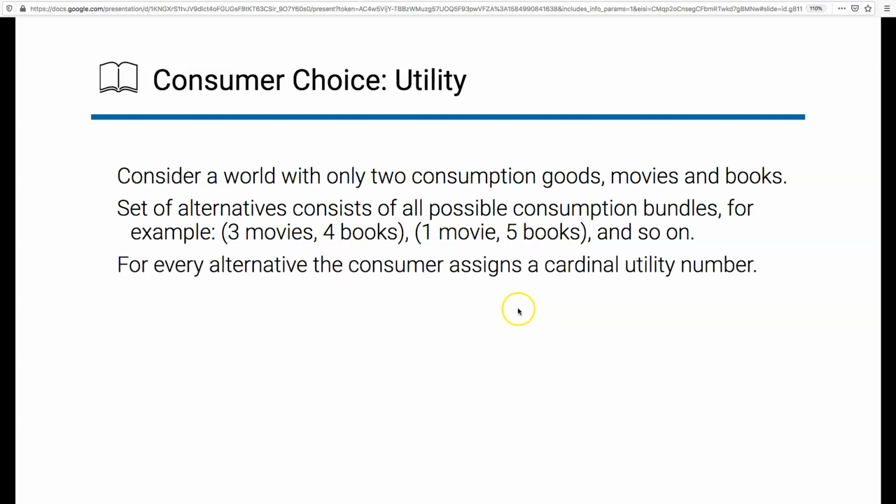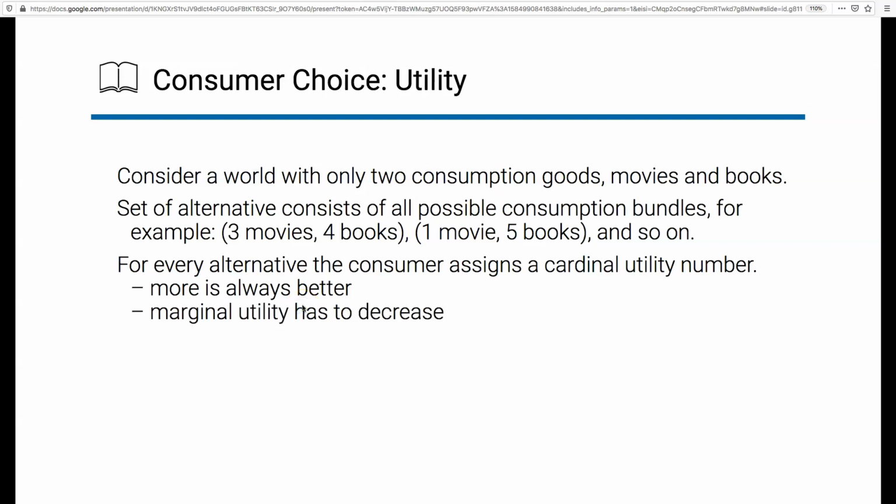And so for each consumption bundle, we will assign a utility number, with the higher utility number standing for a higher preference. So if the first bundle has a utility of 25 and the second bundle has a utility of 10, that means that the consumer likes the first bundle better than the second. On top of that, we're going to follow 2 additional rules. We're going to say that more is always better. So a consumption bundle with more of at least one good is always going to be preferred to the other bundle. And then marginal utility has to decrease.